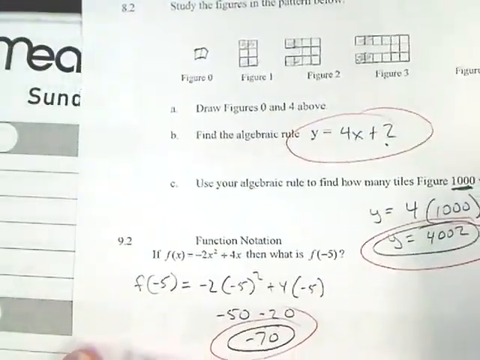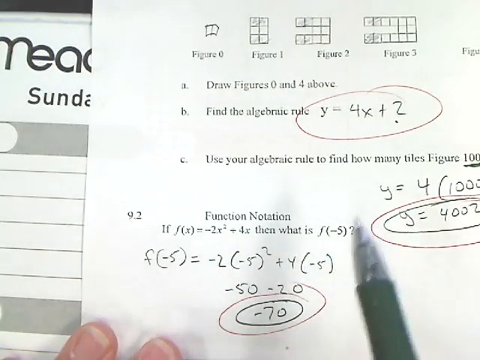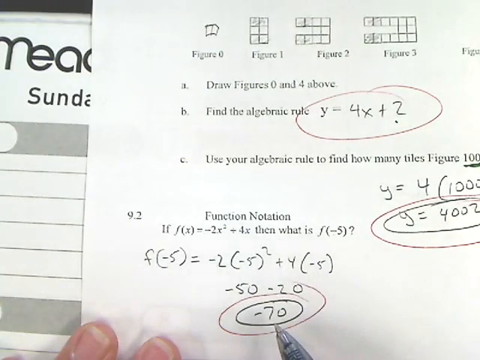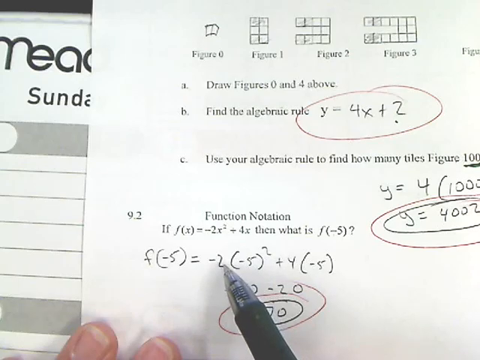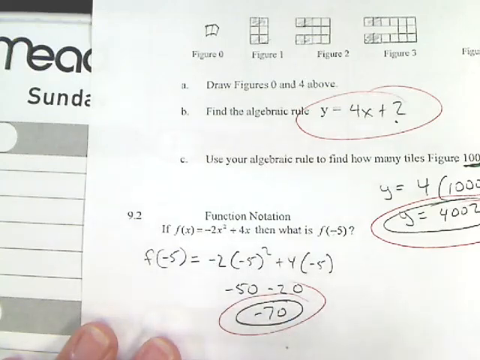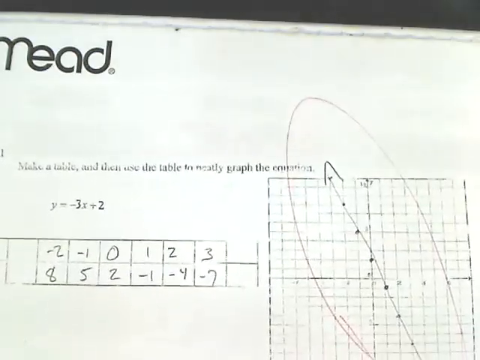The function notation. You have to take in this negative 5, plug it in for the x and for the x. So then you square before you multiply. So that's 25 times negative 2 is negative 50. Negative times a positive makes it negative. Add them together, you get negative 70. Flipping it on the other side.